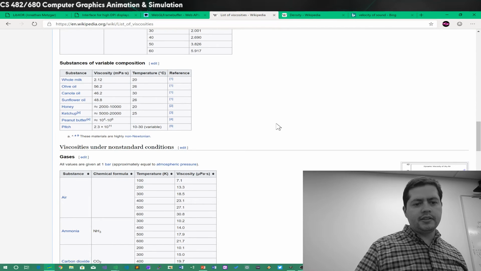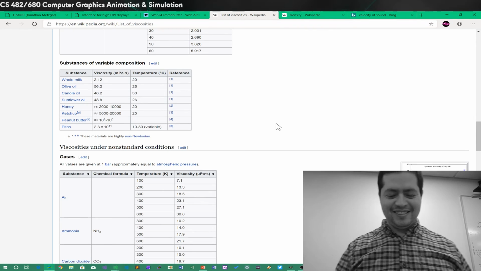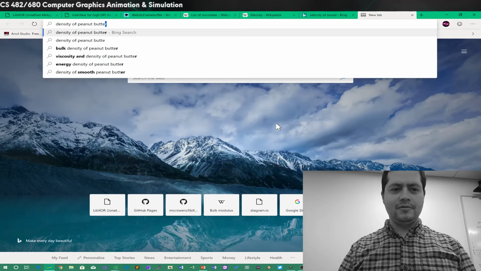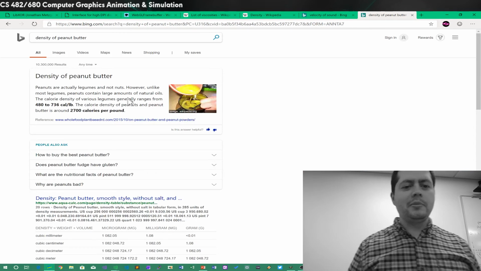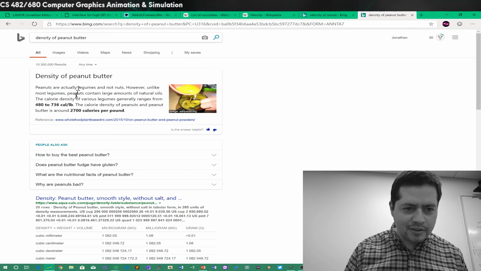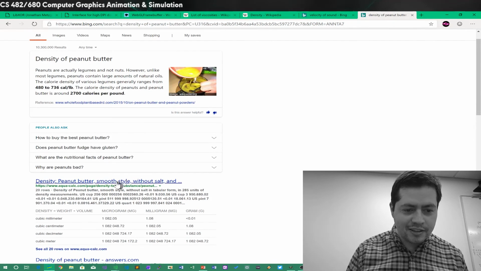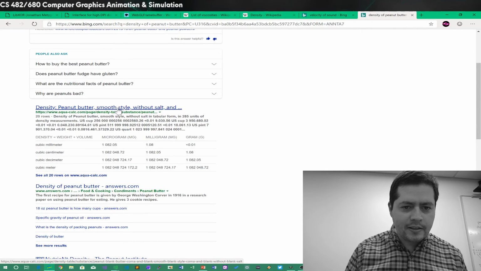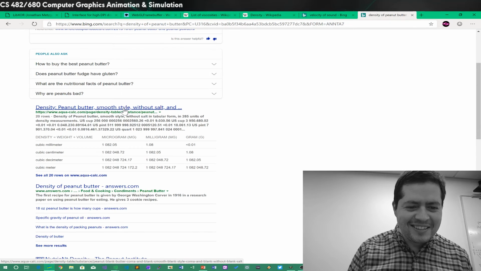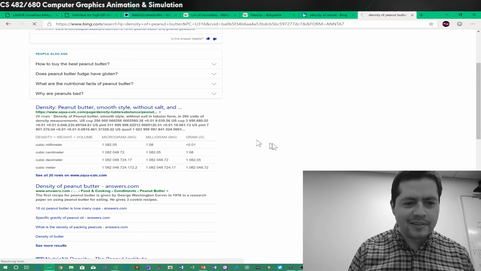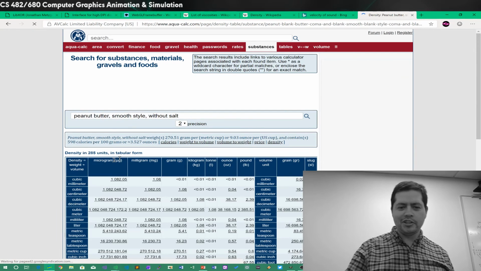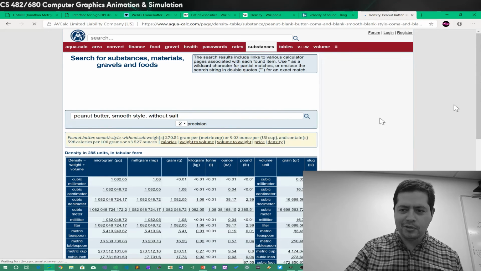I guess we got to look up the density of peanut butter. I wonder if somebody's got the density of peanut butter. Well, the question is chunky. Yeah. That's right. That might be 10 to the 6th versus 10 to the 4th. You know, it's a very dense peanut butter. Smooth style without this is kind of hilarious to me. Let's look over here. Let's look at the chart. The question of chunky versus smooth.